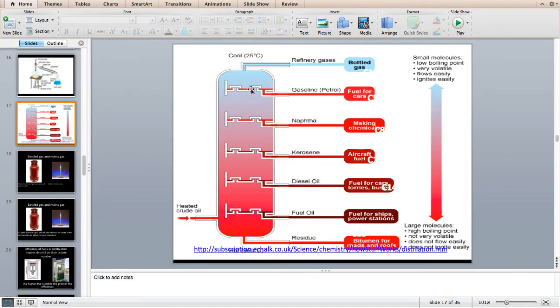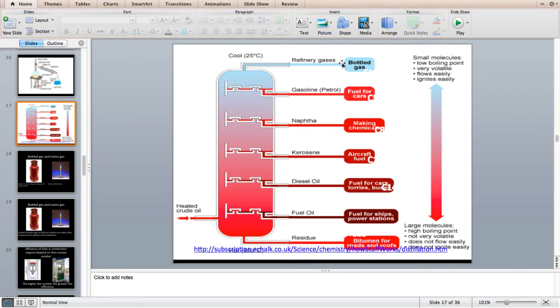Okay, so here we get, for example, refinery gases. We get our methane, butane up here, come off here. You get gasoline, which is petrol. It's kind of octane, okay, so that comes off in the second one. Then you get naphtha, which is usually around 9 carbons long, and that's used for making certain chemicals. Kerosene used for aircraft fuel. Then you get diesel oil, that's a longer chain again, and then you get fuel oil, and then you get residue here, which is used to make roads.